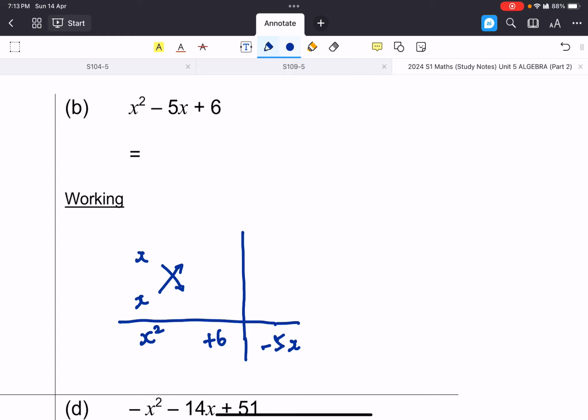The combination that I'm looking at is 1 and 6. Why? Because by using 1 and 6, I have a positive 1x, negative 6x, and this will give me my negative 5x. So that means this is actually negative 6, and this is actually positive 1. And we check: positive 1 multiplied by negative 6 gives me, it doesn't work.